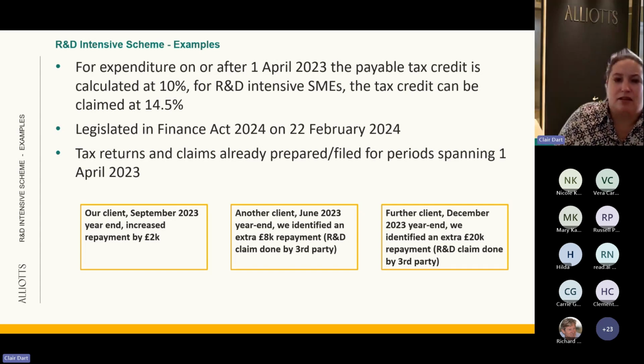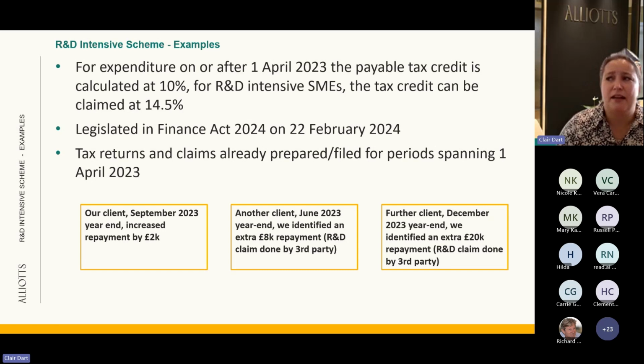So these are some of the examples of clients where we've utilised the intensity uplift here. We had a client with a September year end, and the intensive scheme increased the repayment for the company by £2,000. We had another client with a June 23 year end. We identified an extra £8,000 repayment, and that was a claim that had been prepared by a third party, and we were just entering the figures on the tax return, but we spotted that an intensive claim could be made. And then further, we had a December year end. Again, it was done by a third party.